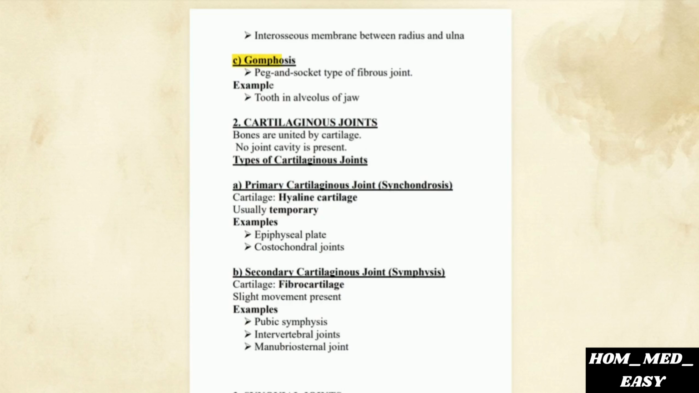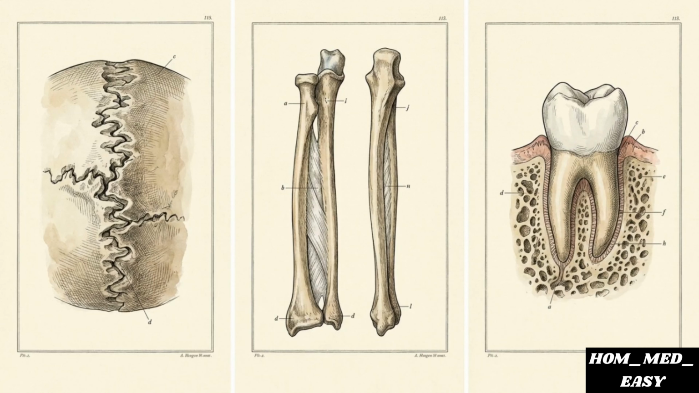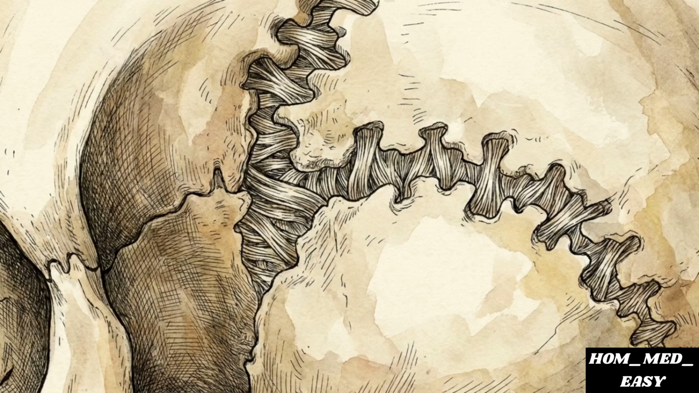This brings us to the final fibrous subtype listed here, the gomphosis. The text defines this as a precise peg and socket architecture. The singular example in the human body is a tooth anchoring directly into the alveolus of the jaw. Across all these subtypes, the structural logic remains consistent. By inherently lacking a cavity, fibrous joints trade mobility for critical structural permanence.